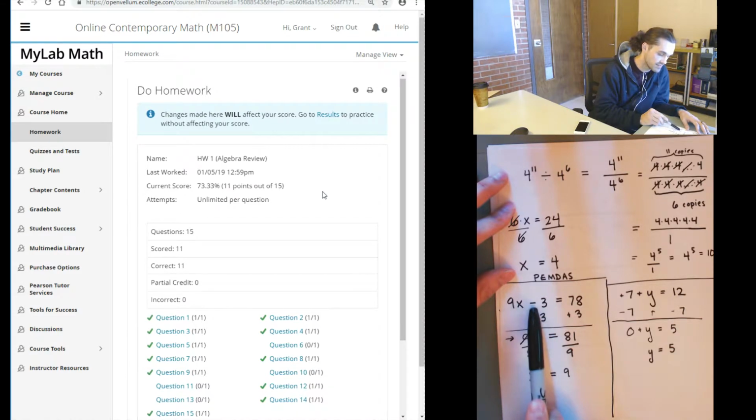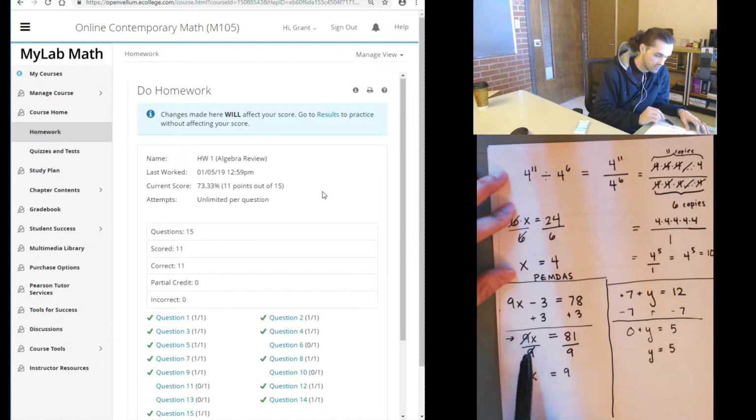To push this minus 3 to the other side of the equation, we need to add 3, right? Subtracting 3, adding 3, these two will undo each other. Consequently, we also need to add 3 to the other side of the equation. So 9x minus 3 plus 3 leaves behind the 9x. 78 plus 3 gives you 81. Now we're looking at 9x equals 81.